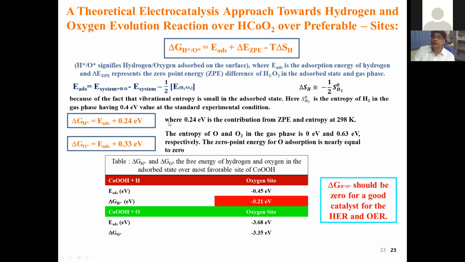So that means basically after substituting, the Gibbs free energy for the hydrogen adsorption should be E adsorption plus 0.24, and any system which has the delta GH star closer to 0 is considered to be good, right? Here 0.24 eV is the contribution from ZPE and entropy at 298 K, and therefore you can see that if E adsorption comes closer to minus 0.24, then it is very good. Similarly for oxygen. So in this particular compound, COOH, delta GH star and delta GO star, the free energies of hydrogen and oxygen, are given here. E adsorption is here minus 0.45 electron volt. Delta GH is minus 0.21 electron volt, while for oxygen we have it there, right? So you can see that for the hydrogen adsorption, it is very good. Right?